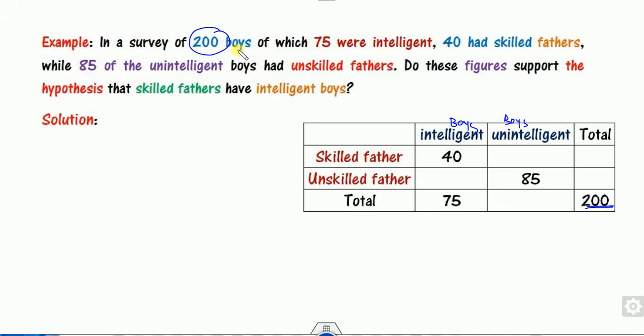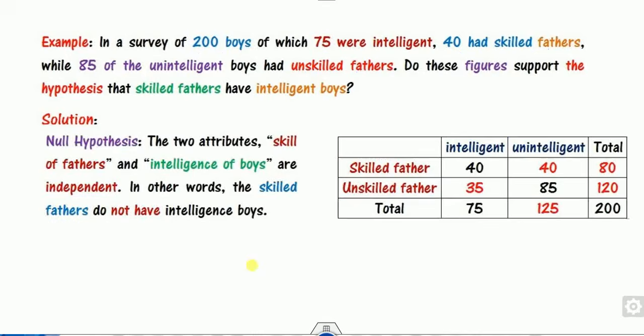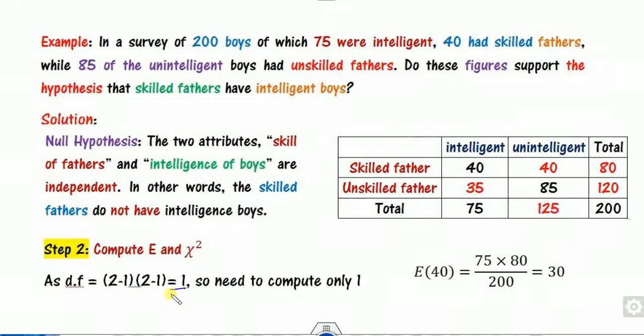Out of the survey of 200 boys, 75 were intelligent, so intelligent boys are my 75. 40 have a skilled father. 85 of the unintelligent boys have an unskilled father. So how many attributes are there? There are two attributes, skilled father and intelligent boys, and they are independent. Now this is a 2 cross 2, so you can find the degree of freedom as 1, so you need only 1 degree of freedom, and you can find the computed value as 80 times 75 over 200, which is my 30.